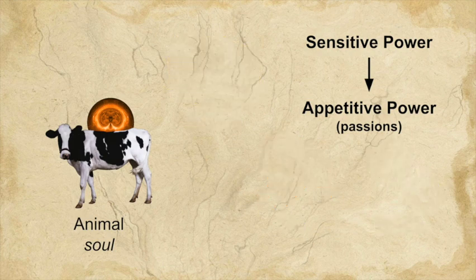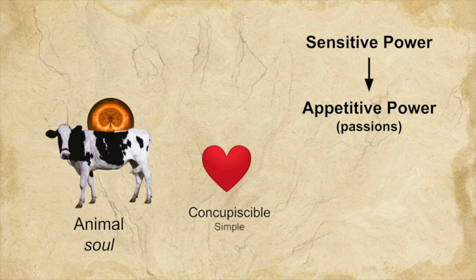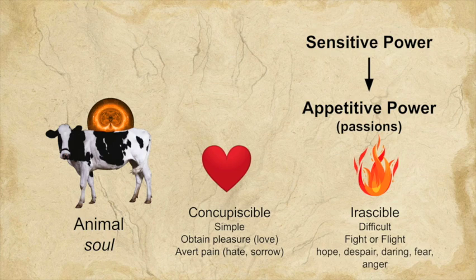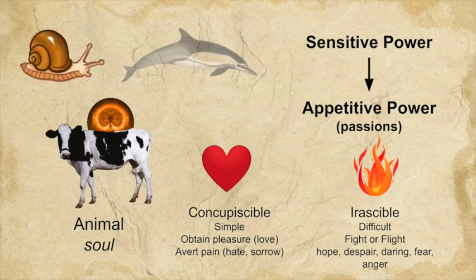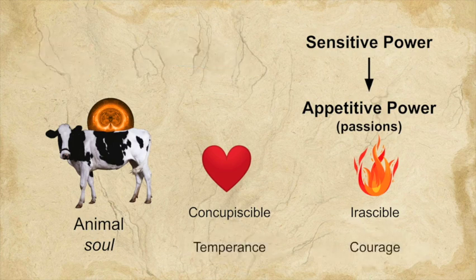More specifically, emotions are organized into concupiscible and irascible appetites. The concupiscible power apprehends good and bad, or evil, simply, and consists in the desire to obtain pleasure, or love, and aversion to pain, or hate and sorrow. The irascible power apprehends good and bad as difficult to obtain or avoid, and consists in fight or flight, including hope, despair, daring, fear, and anger. The more complex the creature, the more complex their emotions. These passions are moderated by the cardinal virtues of temperance and courage, respectively.